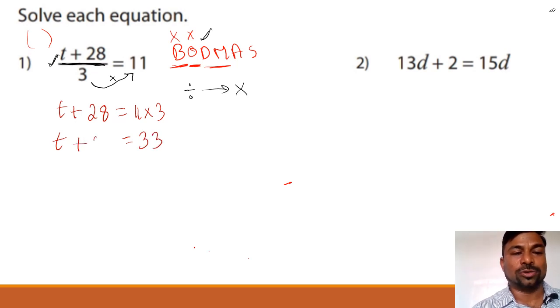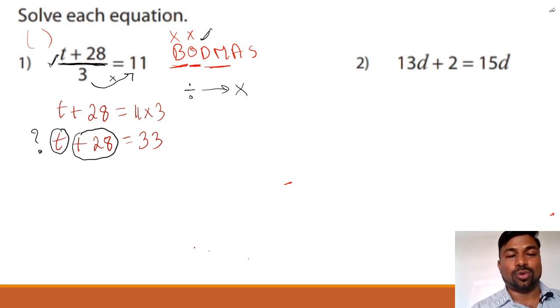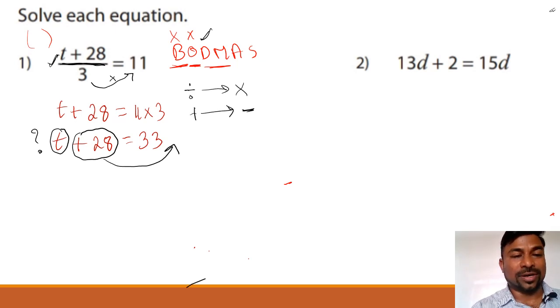Now, of course, we have 28. What is the one we want? We want to find this t. Who is along with this t? We don't want this plus 28 here. We want to make t alone. We want to send this 28 to the other side. As we all know, the plus, if it is transformed to the other side, becomes minus, right? Correct. So t equals 33, and the plus 28 becomes minus 28.